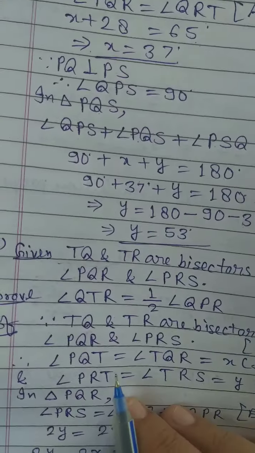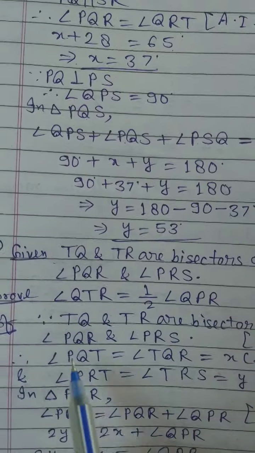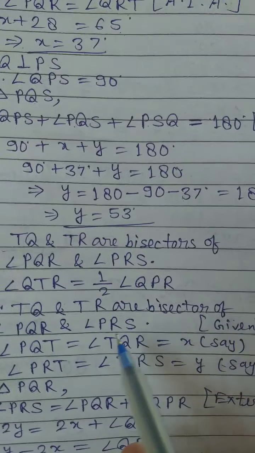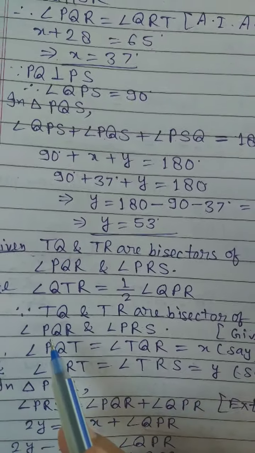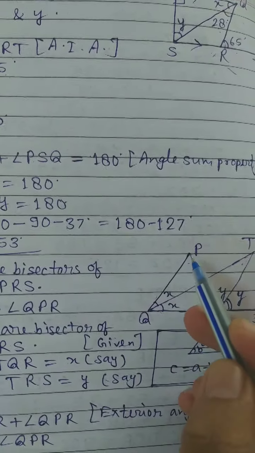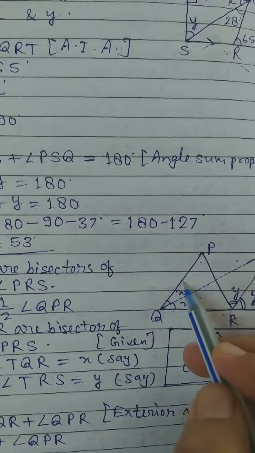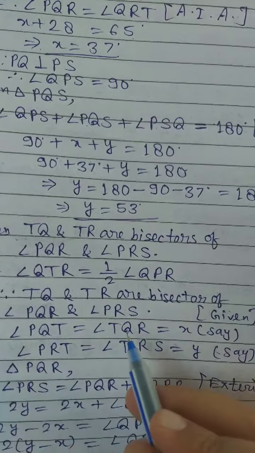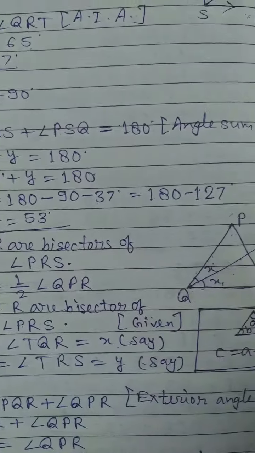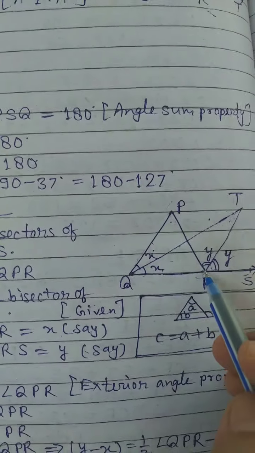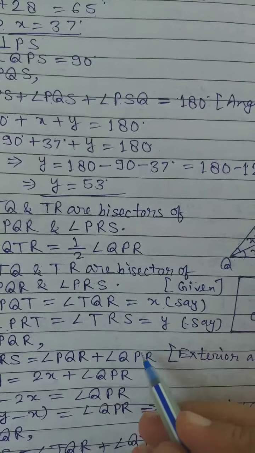Given that TQ and TR are bisectors of angle PQR and angle PRS, we have to prove this. TQ bisects angle PQR, that means angle PQT equals angle TQR, and both are assumed as x. Similarly, TR bisects angle PRS, so angle PRT equals angle TRS, which we assume as y.